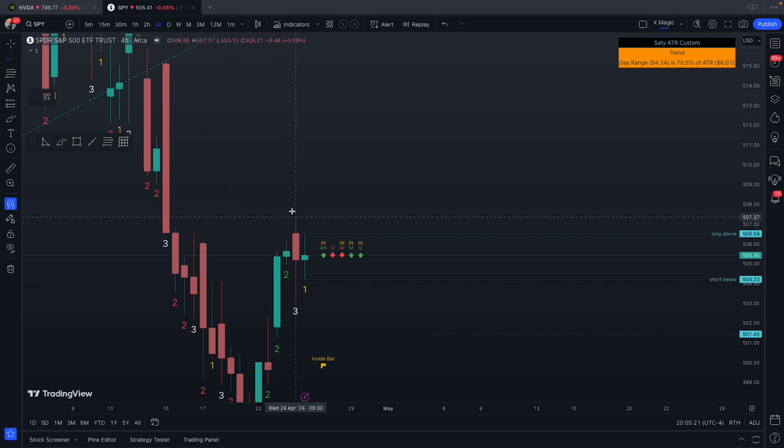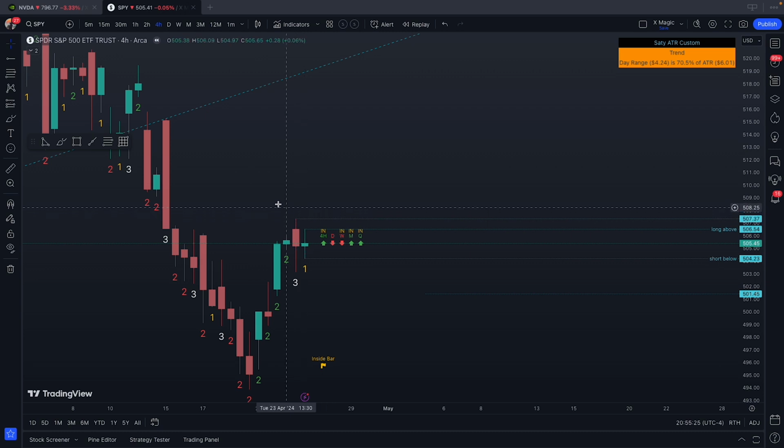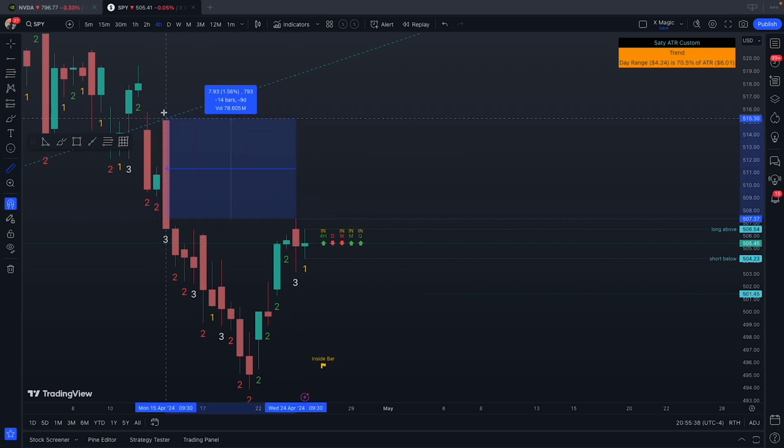If it breaks the high, I'm going to target this high. Something to note, when we get a big gap like this between targets, this is where I like to reference the ATR for targets. As we can see here for SPY, between this first target and this second target, that's a $7, almost $8 move. SPY doesn't move $8 in a day. So I'm going to take its ATR, divided by 3 or 4, and take profit in that amount.